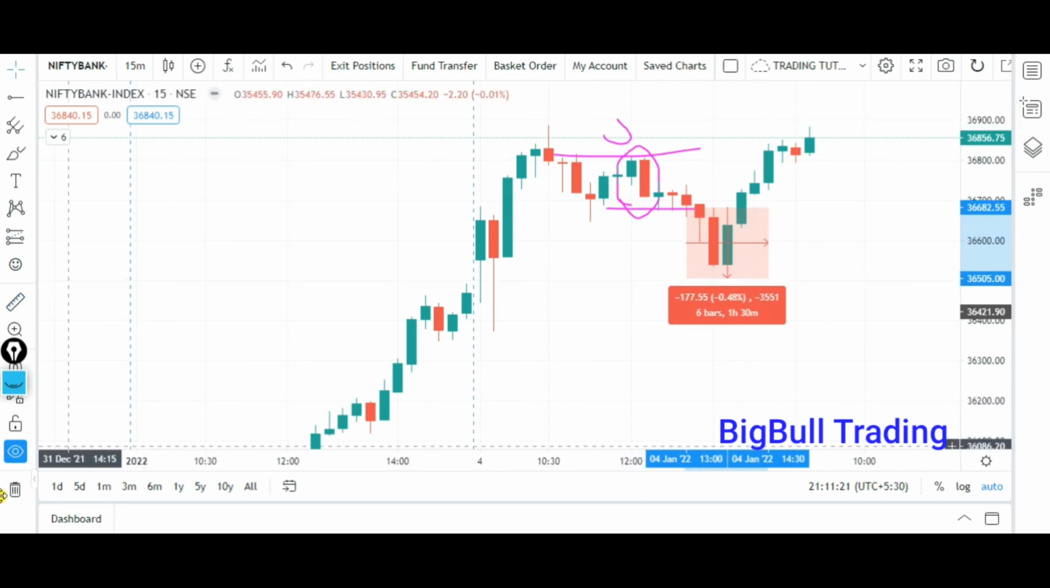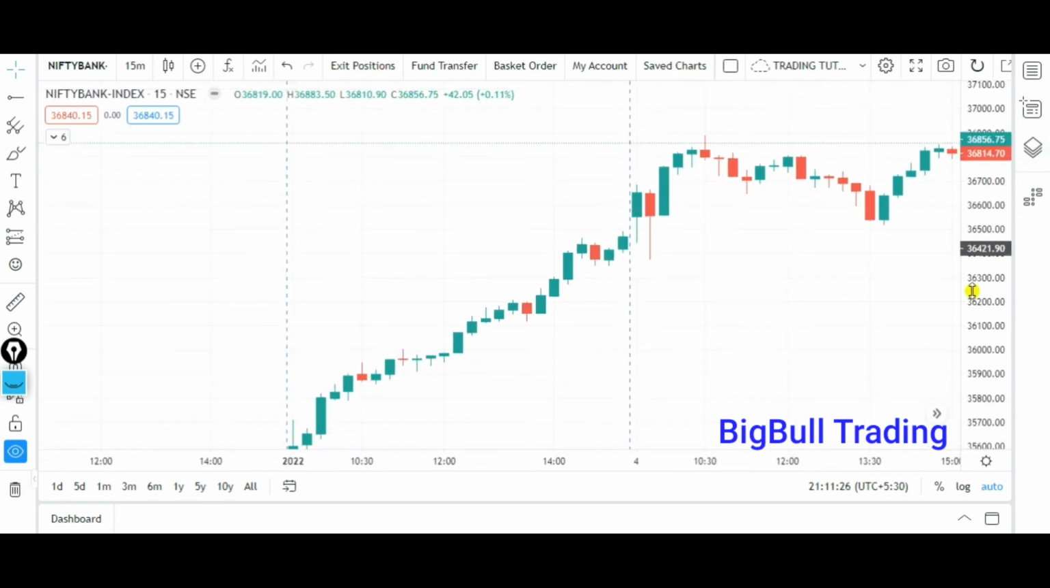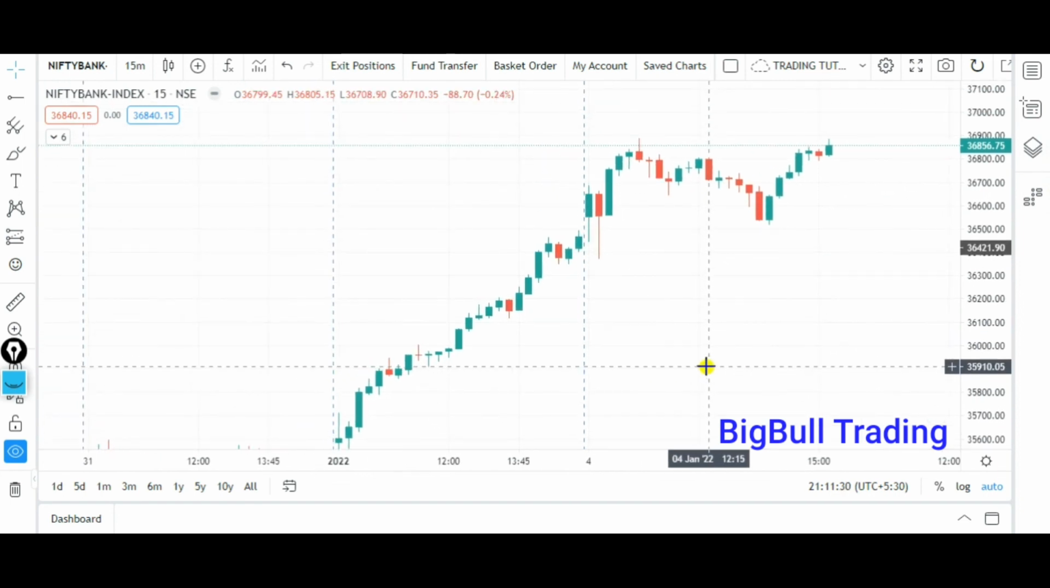It will not work always, friends. That also you have to remember. So this is how, friends, you can use the basic candlestick patterns along with the support and resistance with trend lines like that.